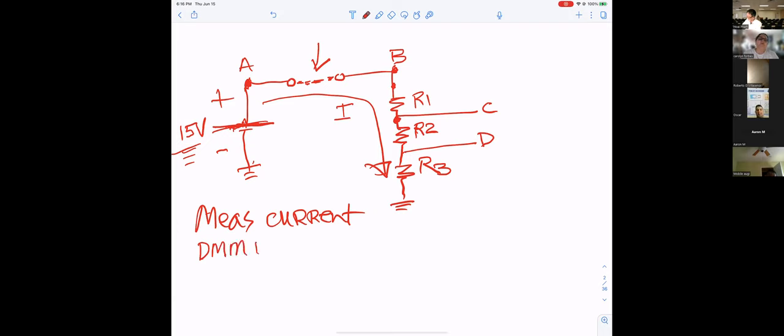Connect to D. Connect to B. However, you have to remove the wire, right? They have to be open.